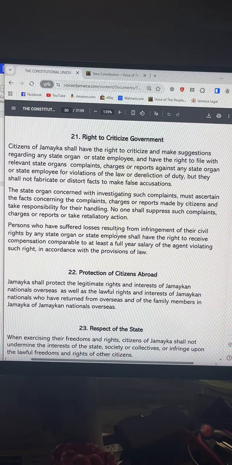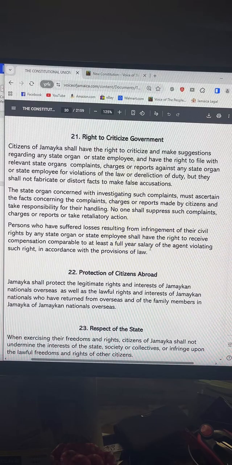Persons who have suffered losses resulting from infringement of their civil rights by any state organ or state employee shall have the right to receive compensation comparable to at least 1 full year's salary of the agent violating such right, in accordance with the provisions of law.